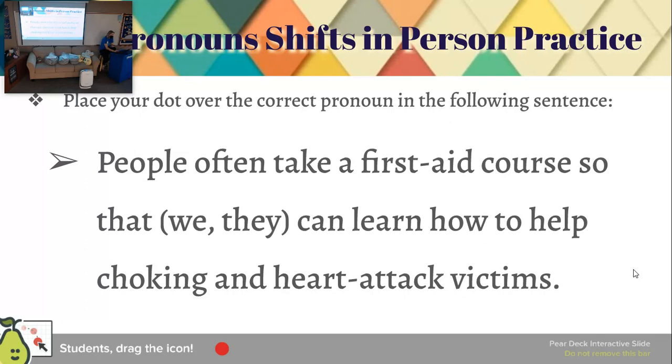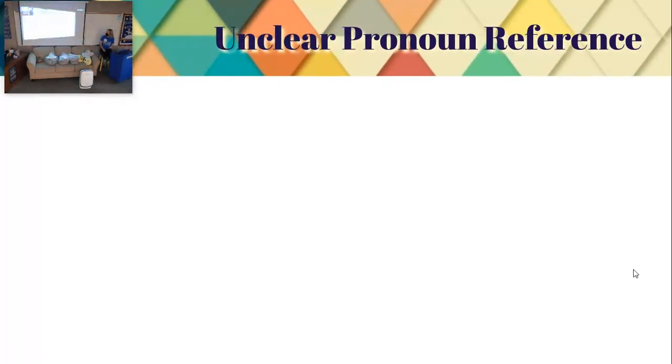2, 1, we got it. Everybody got 100%. Nice job, okay? It's written in third person point of view. We need to maintain that third person point of view by choosing they. Great job. Okay, the next error we're going to talk about is an unclear pronoun reference.